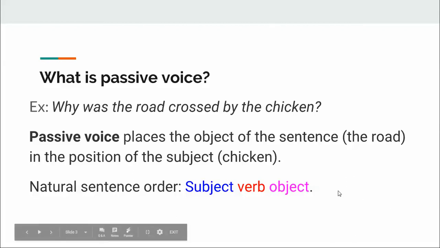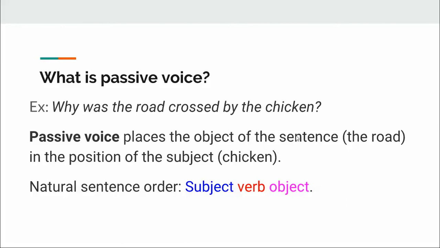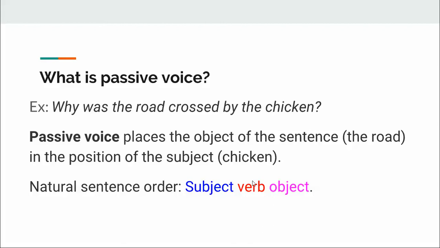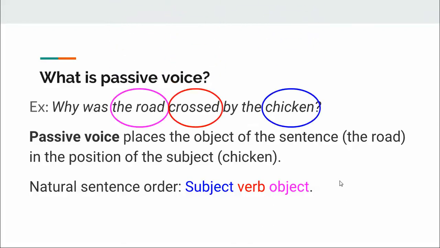All right, passive voice, by definition, places the object of a sentence in the position of the subject. And the object in this sentence is the road. The subject is the chicken. And when you switch those around and you put the object first and the subject last, it sounds weird. Natural sentence order in the English language is subject, verb, object. But again, passive voice flips these things around, okay? You've got the chicken at the end of the sentence, and you've got the object at the beginning and the verb in the same place, okay? So that's what passive voice looks like, and that's kind of how it sounds.